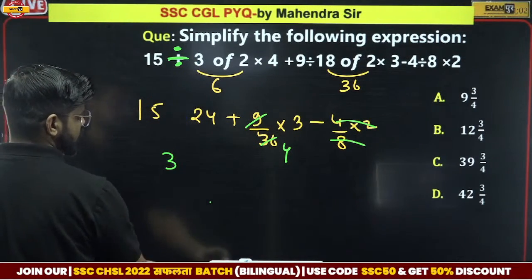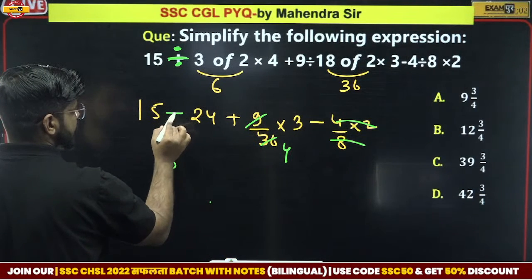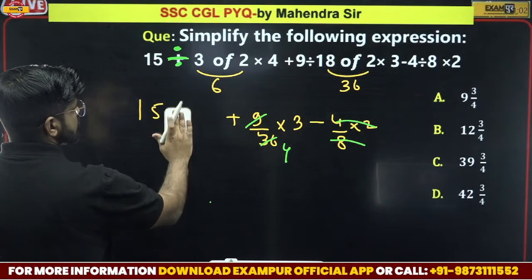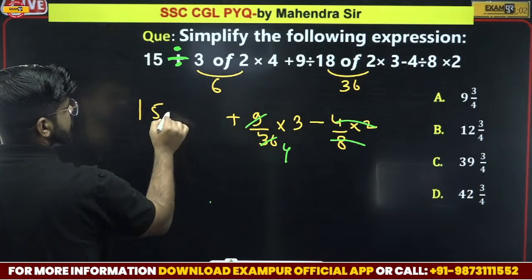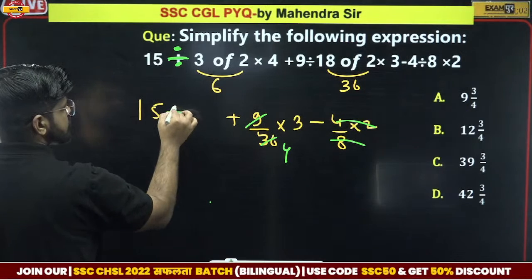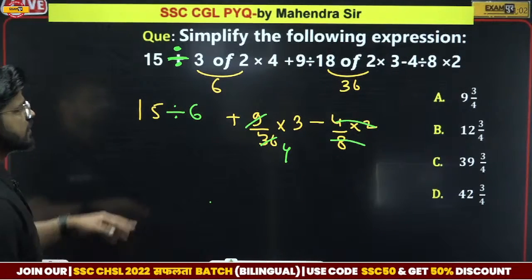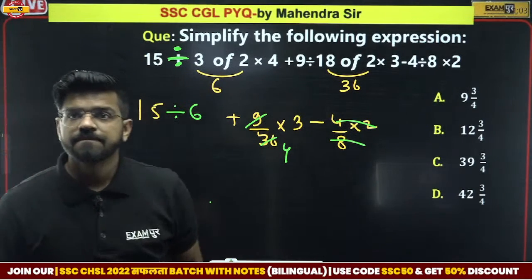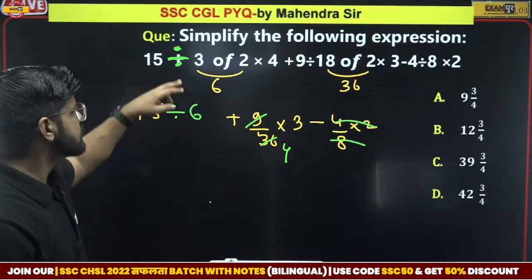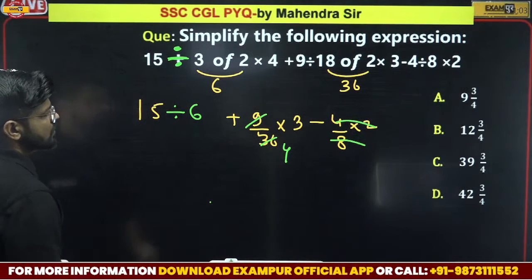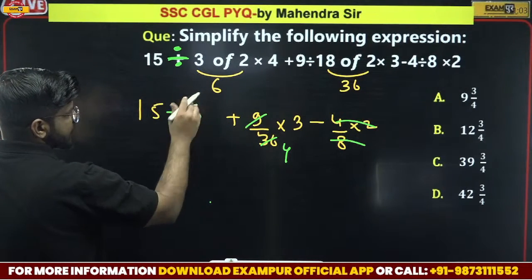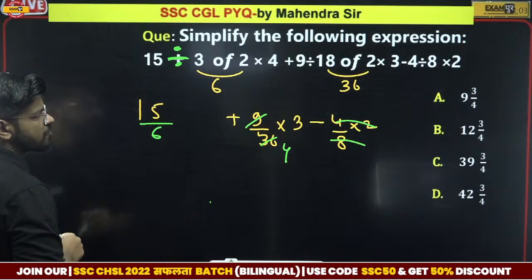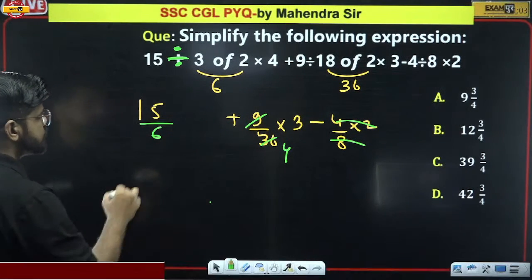If you are not getting the answer, just make it correct. Here it is divide sign. Just correct this sign. So 15 divided by 6, this will give you 15 by 6. Okay, solve now.